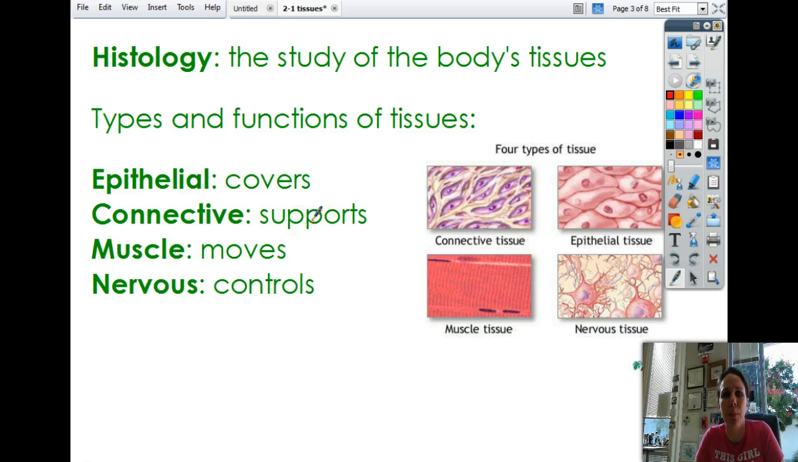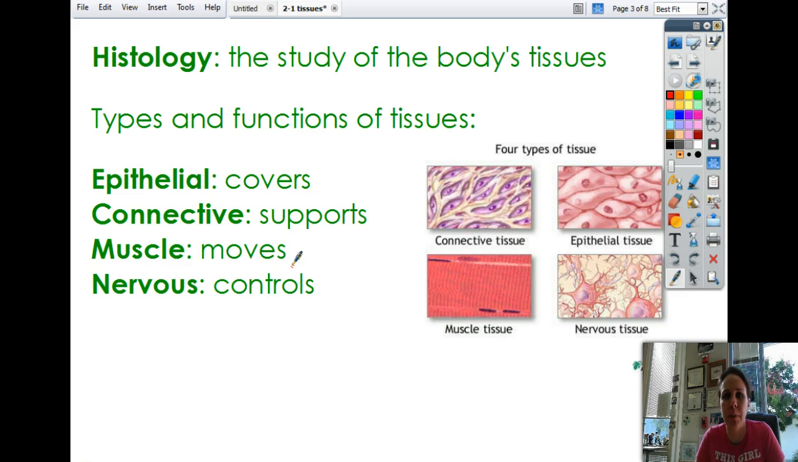Connective tissue supports. It supports your bones. It supports the muscles. It supports your fluids. It's just there. When you take out epithelial, muscle, and nervous, it's all the extra fluff in between that holds it all together.